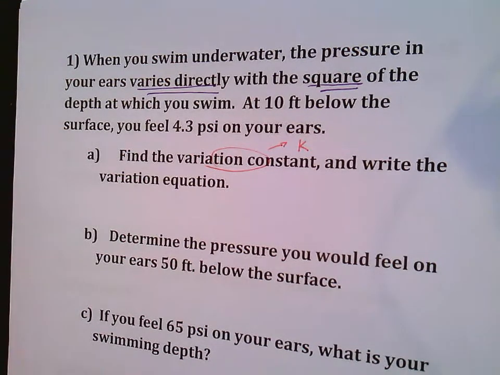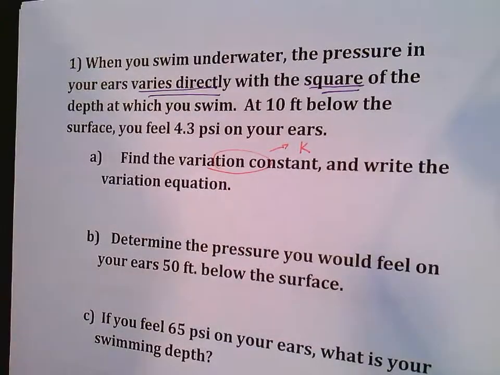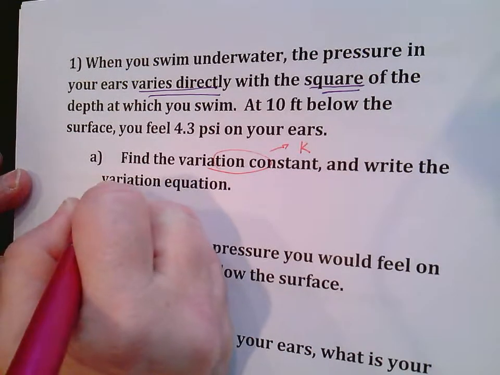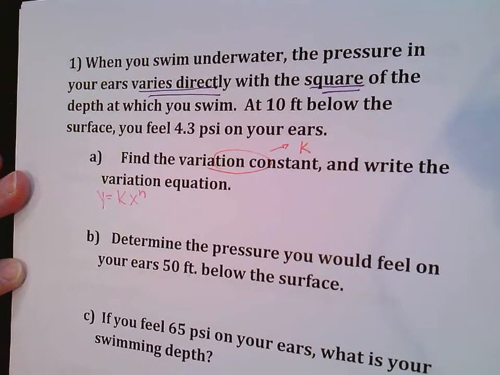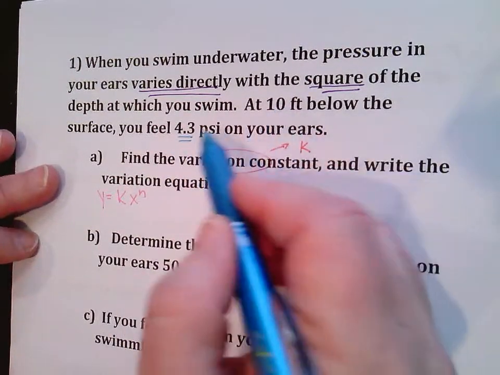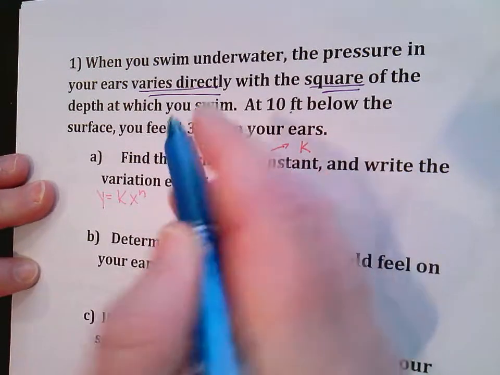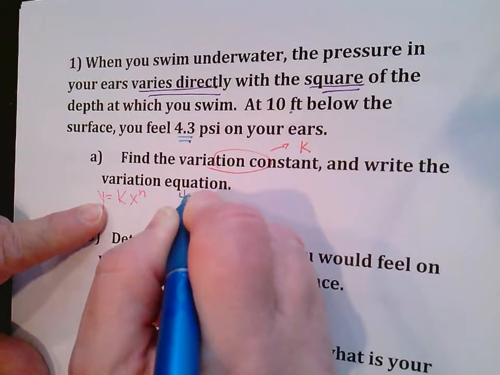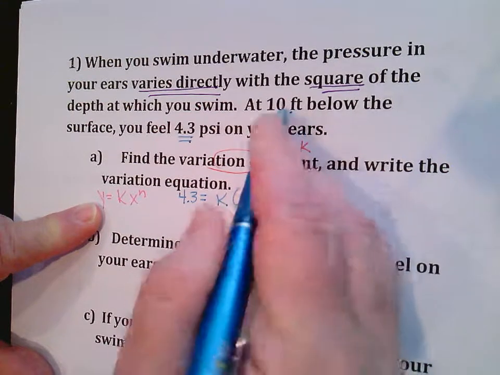I know that if it's a direct variation, it's y equals k times x to the n. So I'm just going to start with that part. I'm going to take the information I know. Think of x and y as input-output. The input is 10 feet, what's your output? It's 4.3 psi. So 4.3 is going to be my y value. Equals k, that's what I'm looking for, times 10. That's my x value.